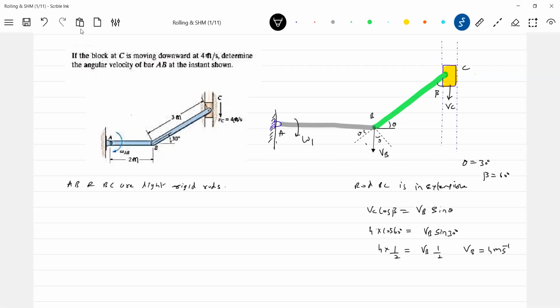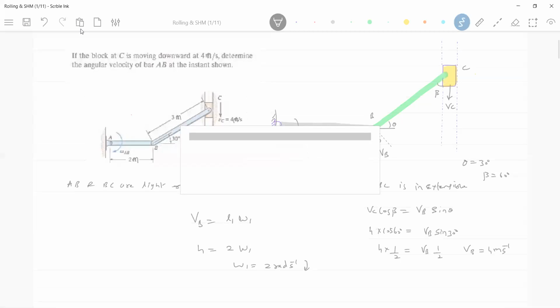If you know the velocity of point B, we know the length LAB, or say L1. So with this, VB is equal to L1 into omega 1. VB we know is 4. L1 is how much? 2. Okay, simple. The most difficult thing is predicting the velocity of point B.